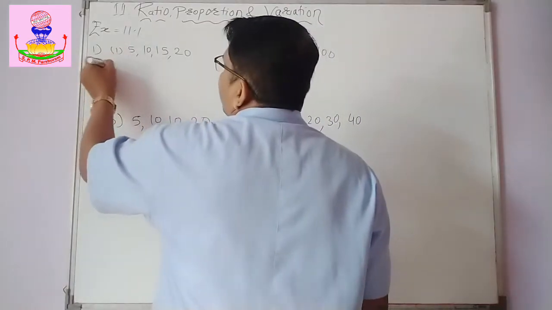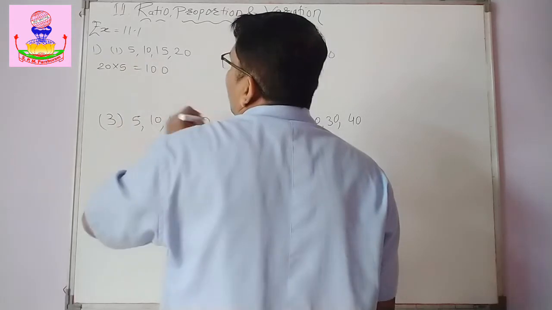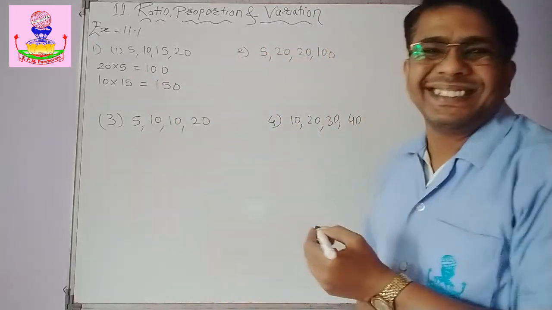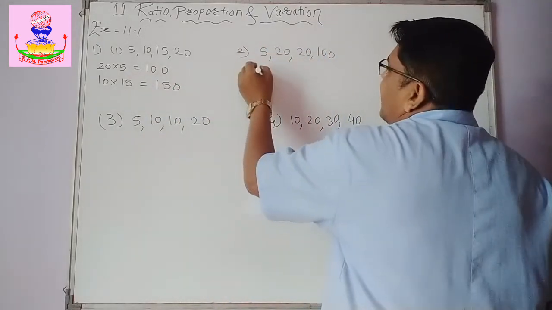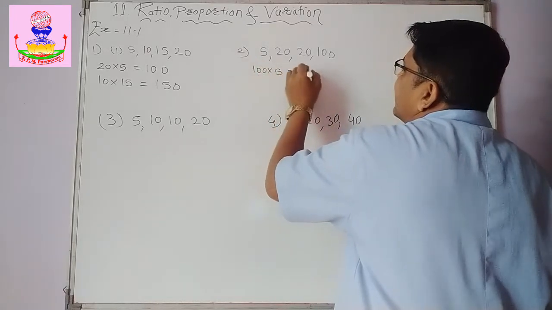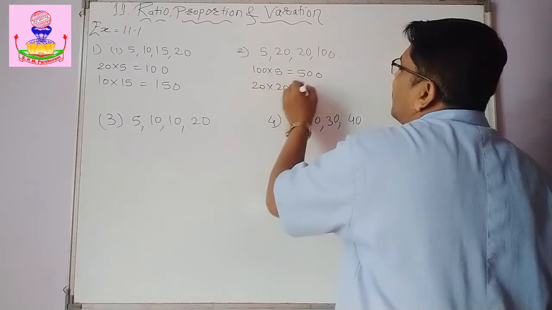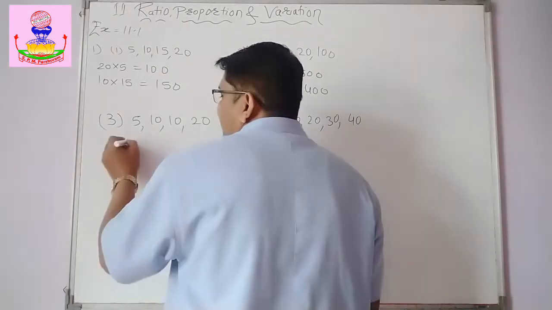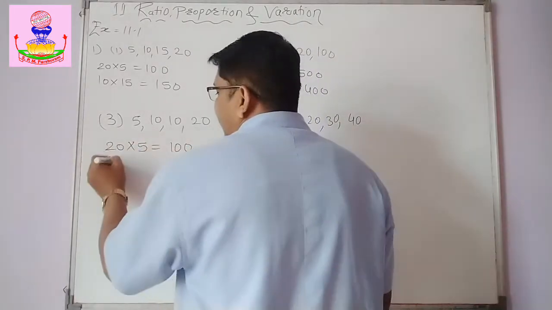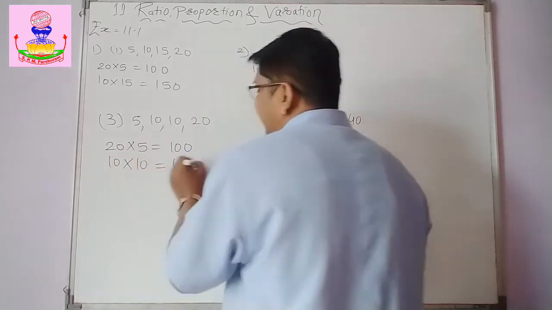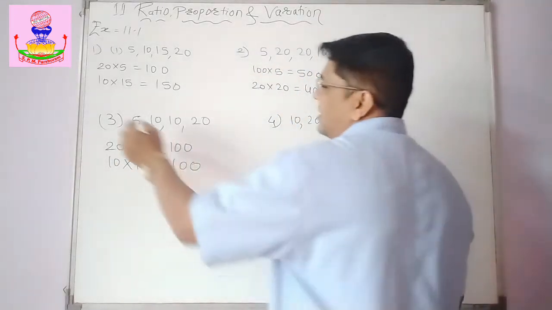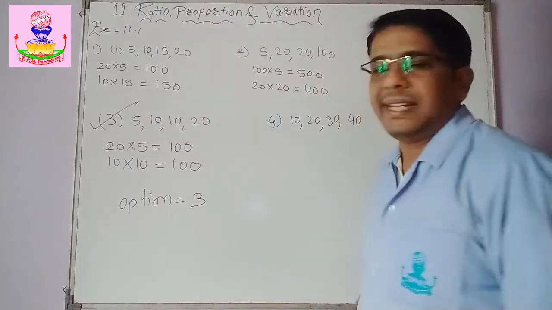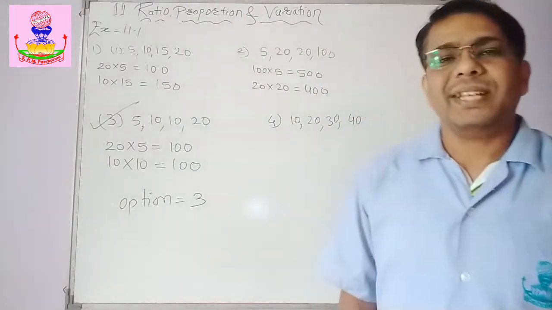So 5 twenties are 100. And 10 into 15, 15 tens is 150. So they are not equal. Now second, 10 fives are 50 and 20 20s are 400. So again they are not equal. Now here, the product of extremes is 100 and 10 tens are 100, and that means the correct option is option number 3. Exactly, option 3 is the right answer. Let's move to the next example.